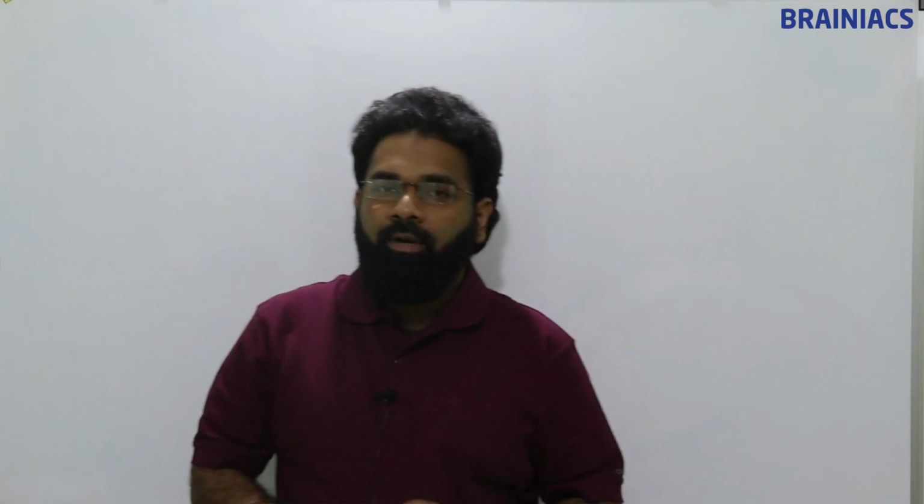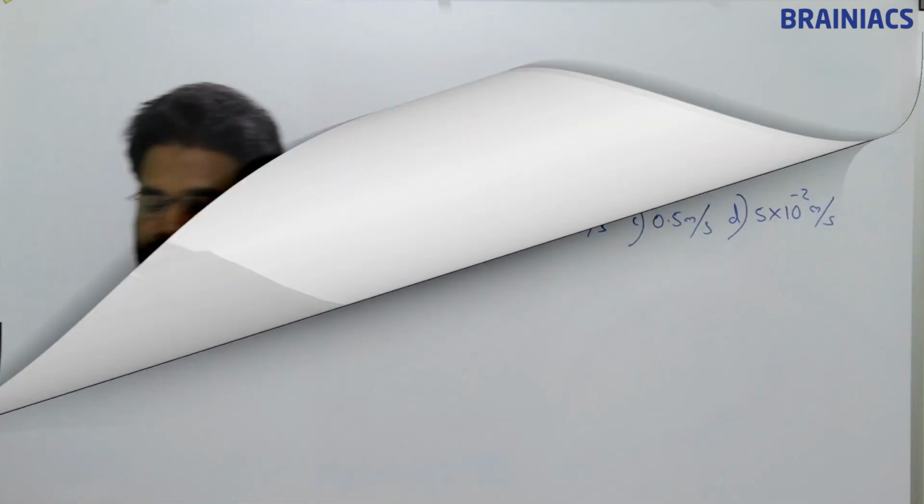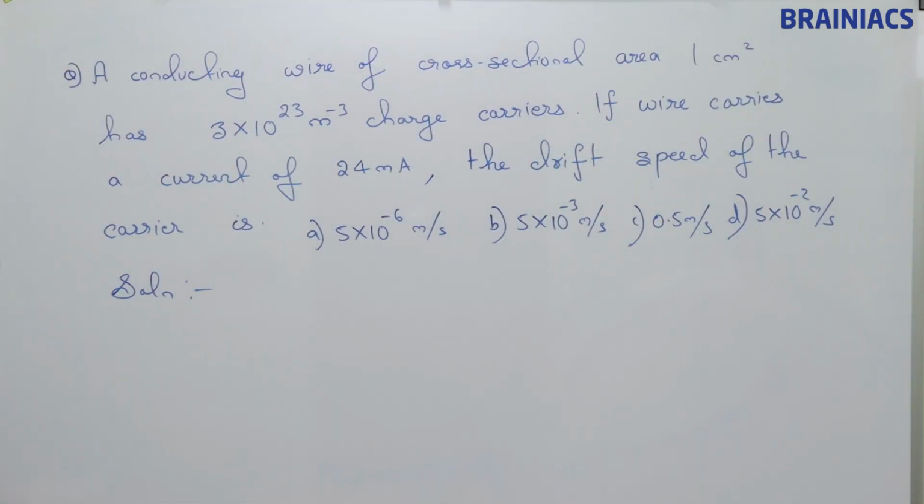So regarding drift velocity, we will do some problems first. Here a question: a conducting wire of cross-sectional area 1 centimeter square has 3 into 10 raised to 23 per meter cube charge carriers. If the wire carries a current of 24 milliampere, the drift speed of the carrier is.